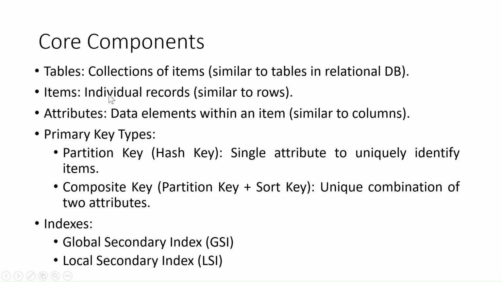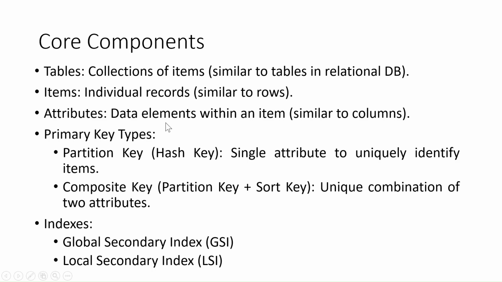Now let's discuss the core components of AWS DynamoDB. The core components are tables, items, attributes, primary keys, and indexes. Now let's discuss what a table is. A table is a collection of items, similar to tables in a relational database. In the upcoming slides, we'll talk about relational databases. A table is like a container that holds your data. Think of it like a spreadsheet where all the records, or items, are stored.